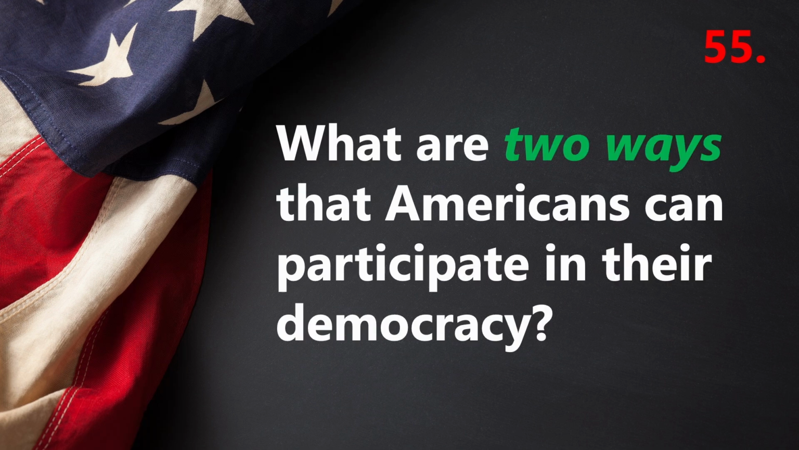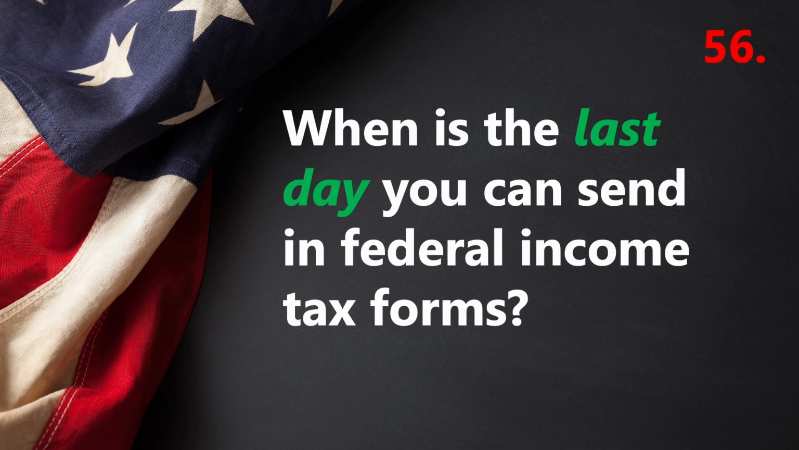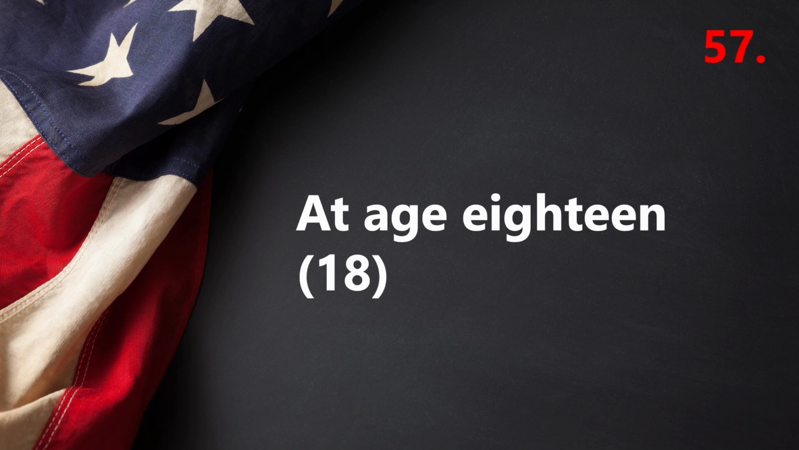What are 2 ways that Americans can participate in their democracy? Vote and join a political party. When is the last day you can send in federal income tax forms? April 15. When must all men register for the Selective Service? At age 18.